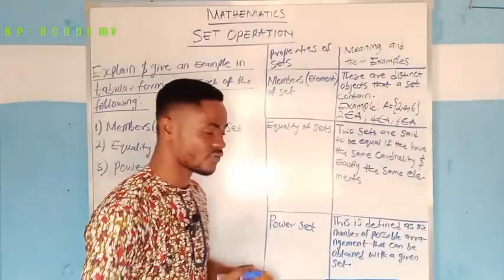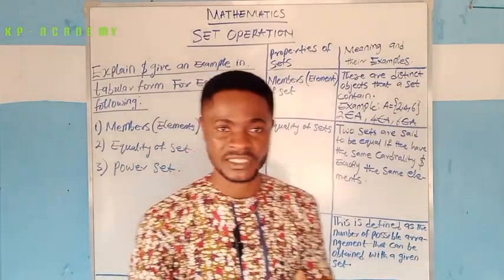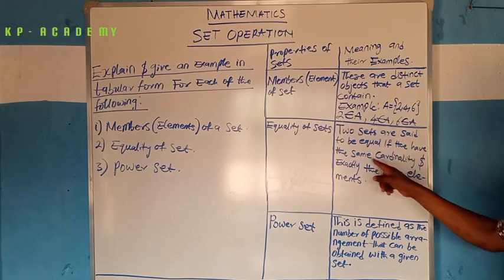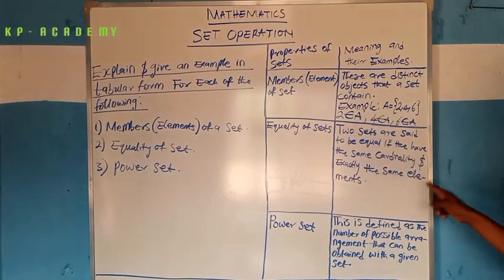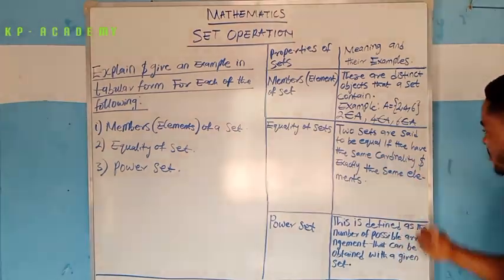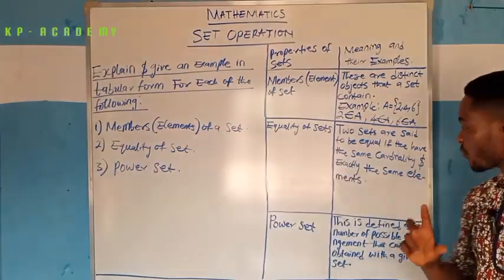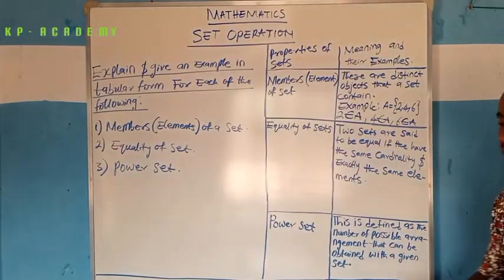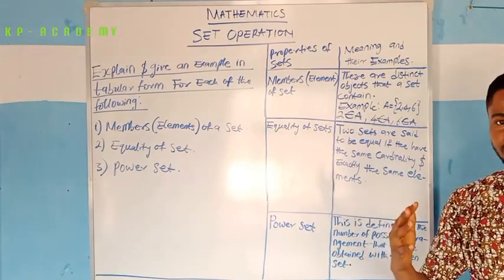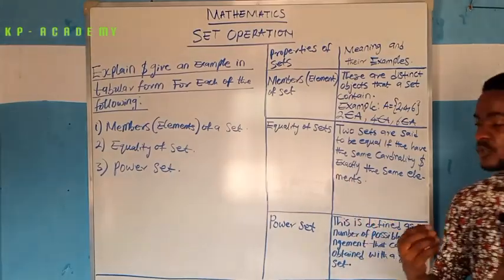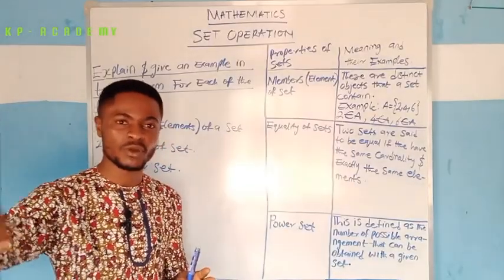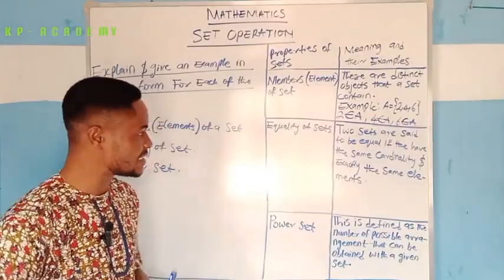Second one, equality of a set. Now, talking about equality of a set, let me just read what I have. Two sets are said to be equal if they have the same cardinality and exactly the same elements. We've already understood what we mean by elements, but what do we mean when we say cardinality? Another name for cardinality is also modulus or magnitude. So two sets, say set A and set B, will be said to be equal if they have the same cardinality, that is, if they have the same number of elements, and exactly the same elements.